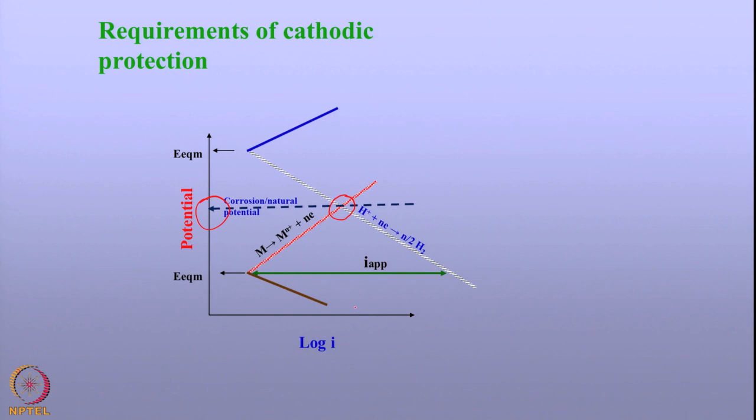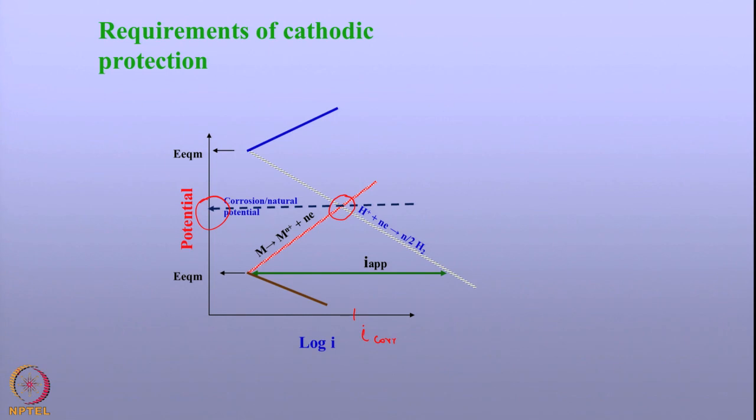Corresponding to that, there is also a corrosion rate that happens here, ICAR, right. Now, I need to bring down the corrosion current density to the equilibrium current density, then the metal would show complete immunity to corrosion actually. Okay. So, that is what had to be done.